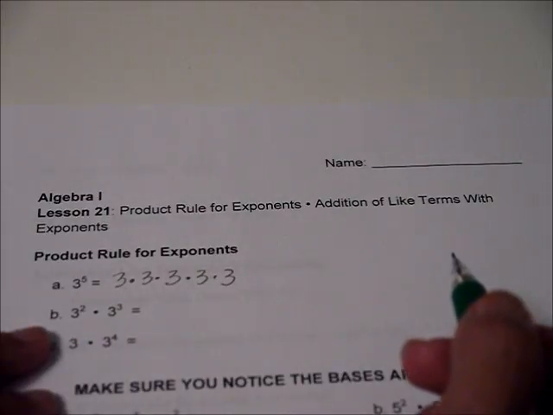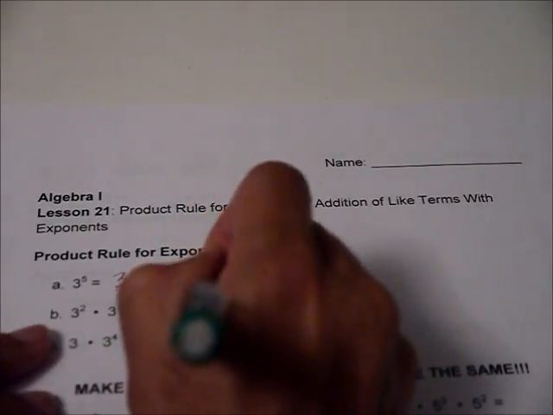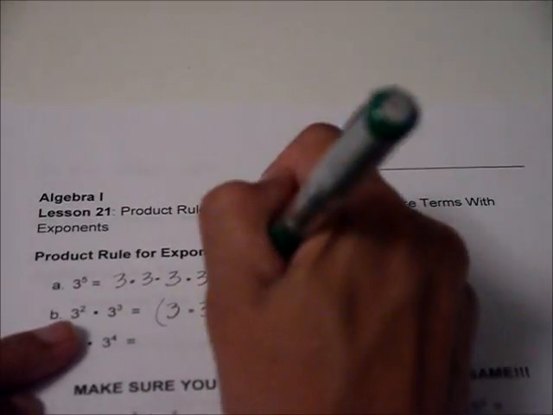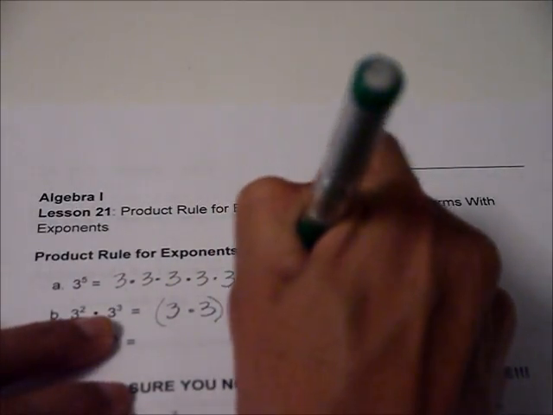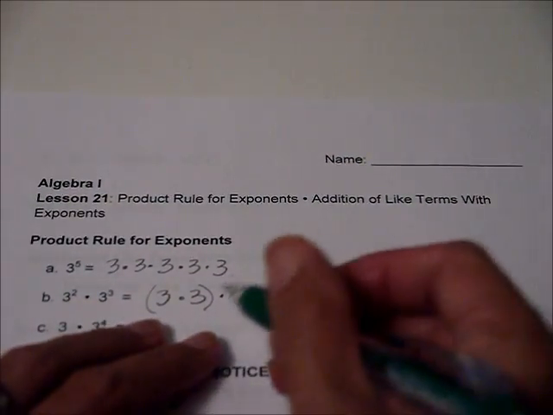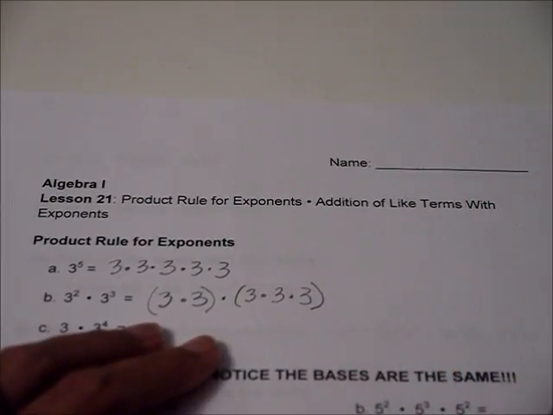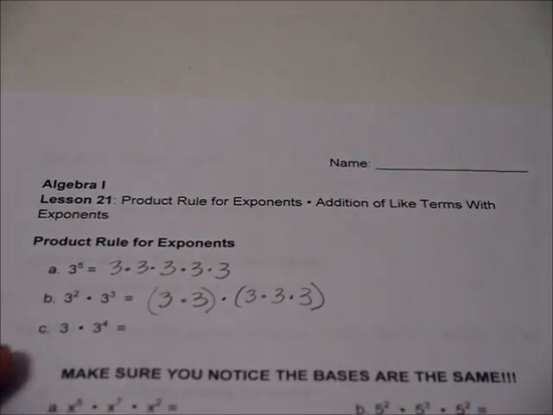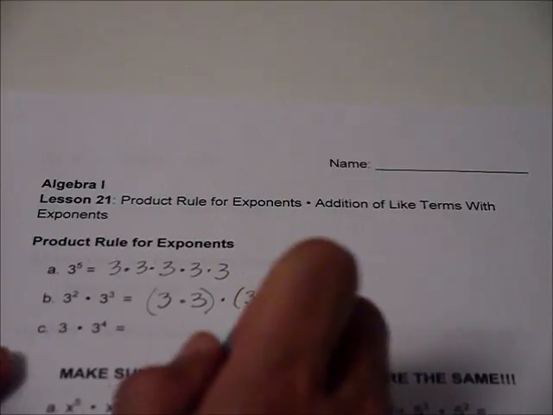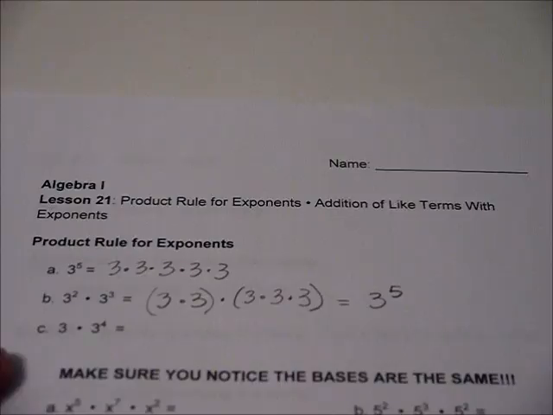Now on this one, this is 3 squared times 3 cubed. What on earth does that mean? Let's show it out. It means 3 times 3, which is this part, right? So I'm just going to put parentheses around that, times 3 of them. Now, could I remove these parentheses? Are they doing anything? This is all multiplication, so the parentheses really don't affect the value of the answer. And how many 3's do we have? 1, 2, 3, 4, 5. So that equals 3 to the 5th.